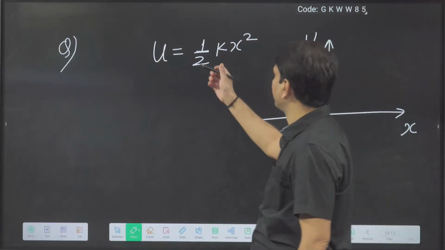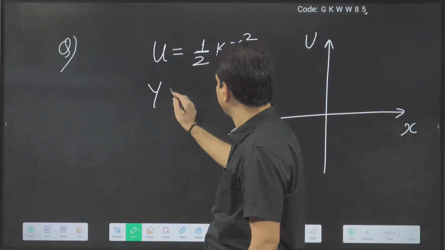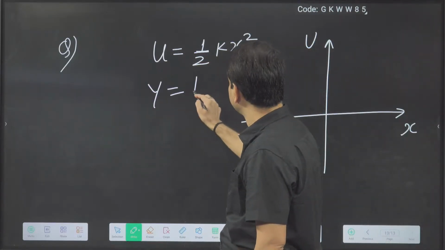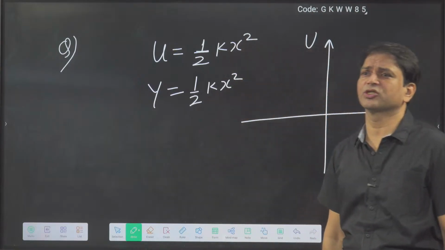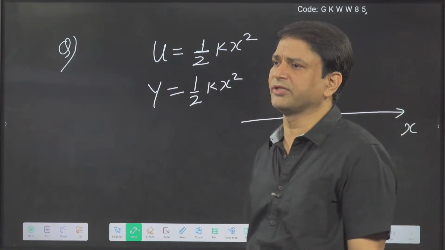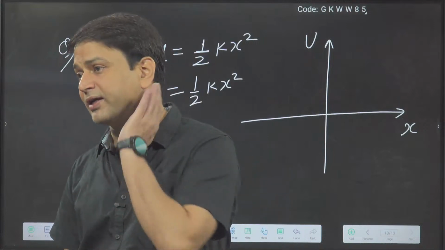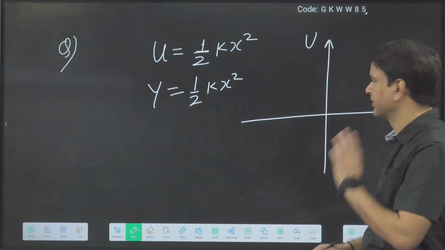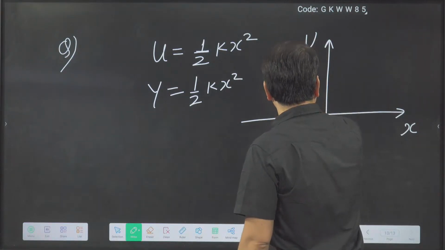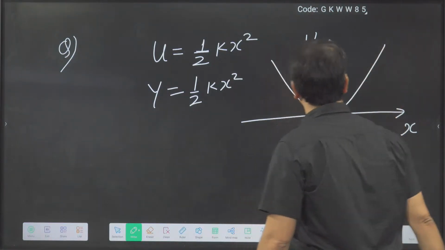Now again, what we will do: here U is y, because I am plotting on the y axis, half k x square. Again I got the same, x square is equal to cy. X square is equal to cy, it means it is symmetric about the y-axis. Symmetric about the y-axis means I will take the y-axis as a mirror, and the graph is this.